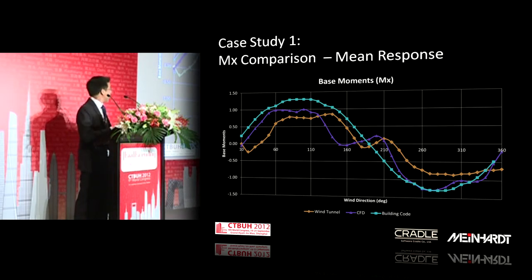So it's all normalized, but you can see that the trend is pretty good between the 3 things. As you rotate the building around the 360 degrees, the MX load increases and then decreases.